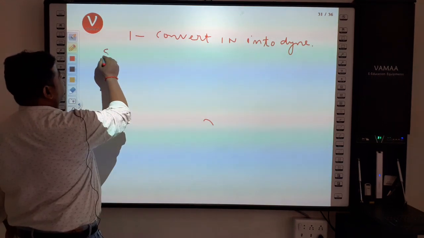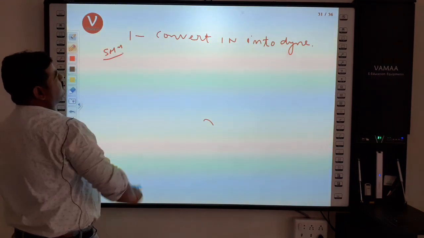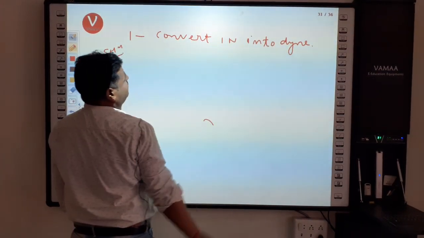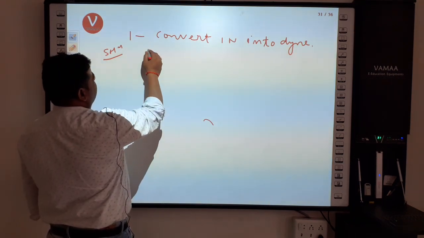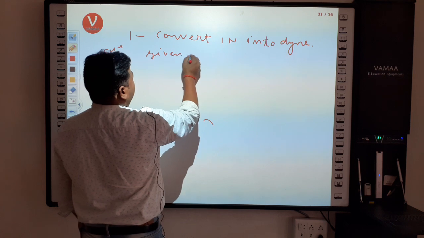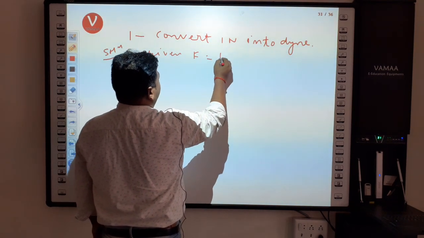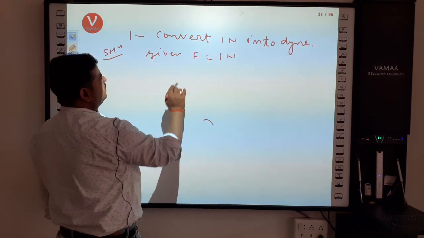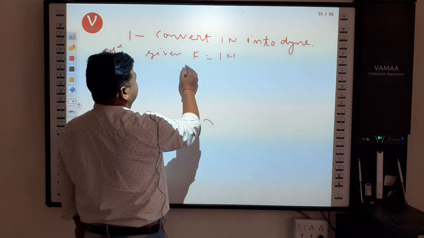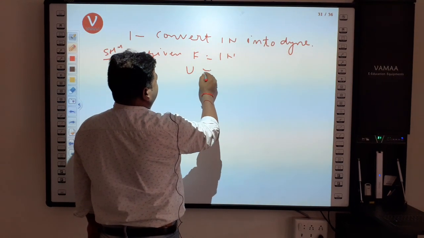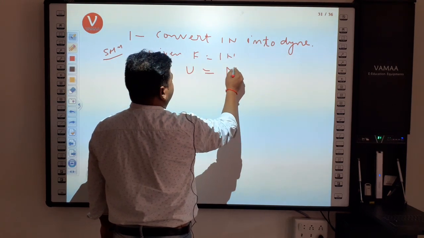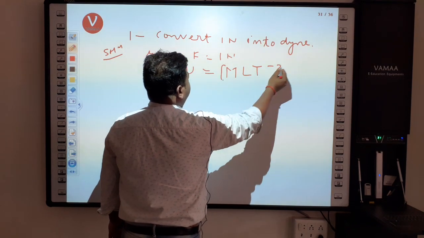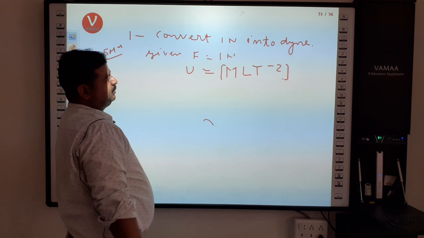First of all, we write what is given in the question. Here Newton is the unit of force. So given, force is equal to 1 Newton. What is the dimensional formula of force? That was already discussed. The dimensional formula of force is represented by U is equal to M L T to the power minus 2.